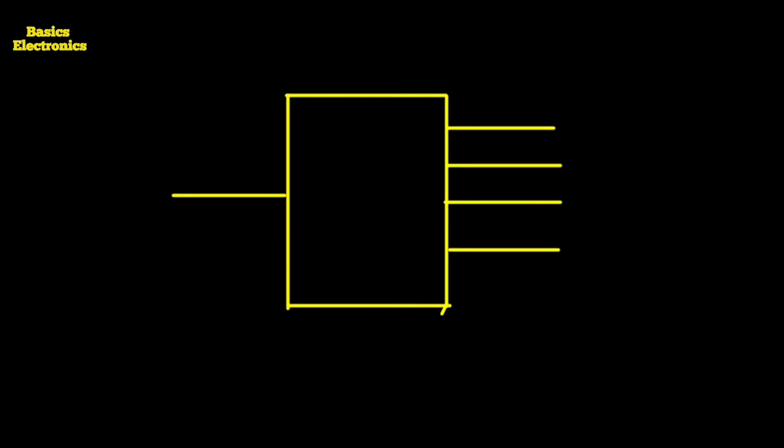And here there are two select lines. These two select lines are S0 and S1. The outputs are Y0, Y1, Y2, and Y3. These are the output lines. If the demultiplexer is one line to 8-line, then the outputs are increased. If the outputs are increased, then the select inputs also increase.